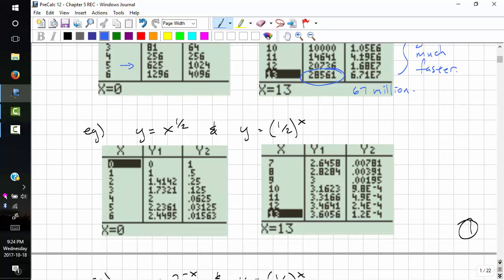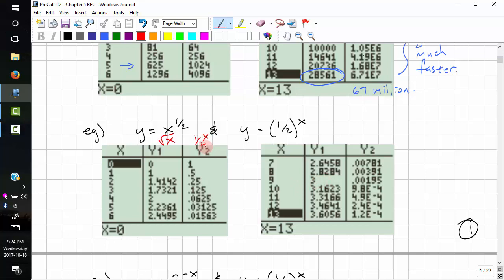Let's look at something a little bit different. So x to the power of half, this is square root x. And we have 1/2 to the power of x. Okay, we see square root. Square root 1 is 1. Square root 4 is 2. Square root 9 is 3.